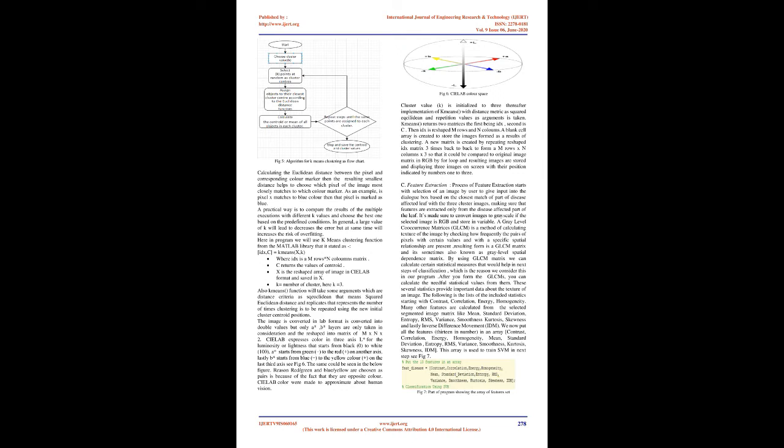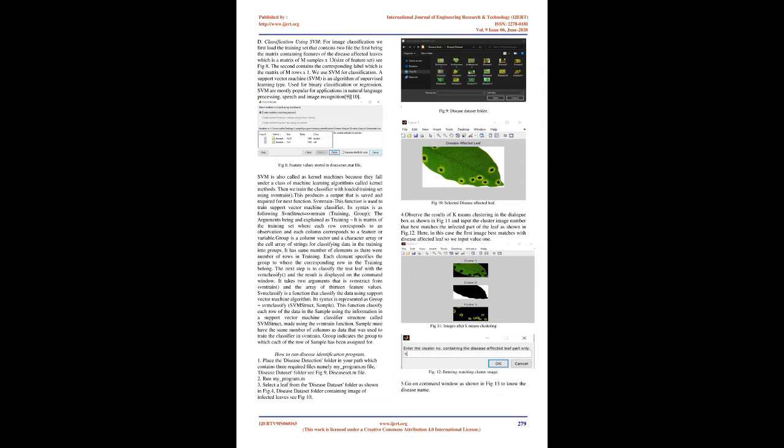The cluster value, k, is initialized to 3. Thereafter the implementation of k-means, with the distance metric as squared Euclidean and the repetition values as arguments, is taken. K-means returns two matrices, the first being IDX, the second is C. Then IDX is reshaped to M rows and N columns. A blank cell array is created to store the images formed as a result of clustering. A new matrix is created by repeating the reshaped IDX matrix 3 times to form M rows x N columns x 3, so that it could be compared to the original image matrix in RGB by a for loop, and the resulting images are stored and 3 images are displayed on screen with their positions indicated by numbers 1 to 3.